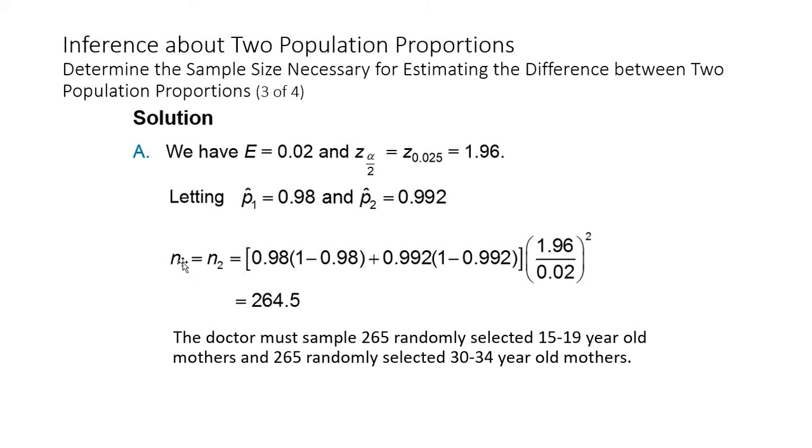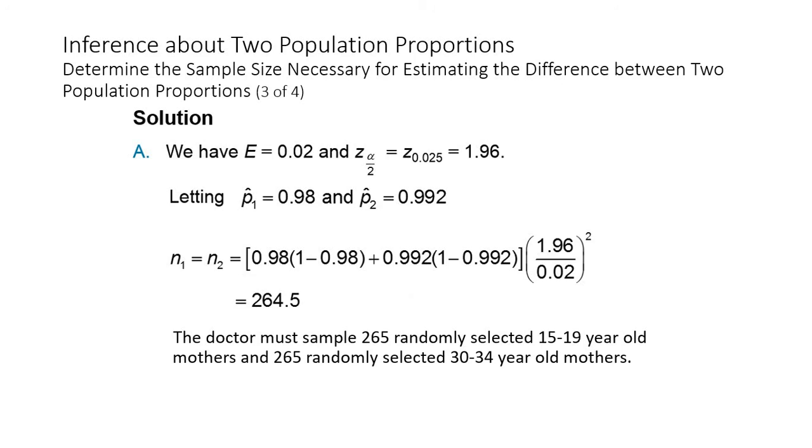So the size of the sample required is going to be P1 hat times (1 minus P1 hat) plus P2 hat times (1 minus P2 hat), times the critical value divided by the margin of error, all squared. That gives 264.5. We're going to round it up. It's going to be 265. So this is for the first case.